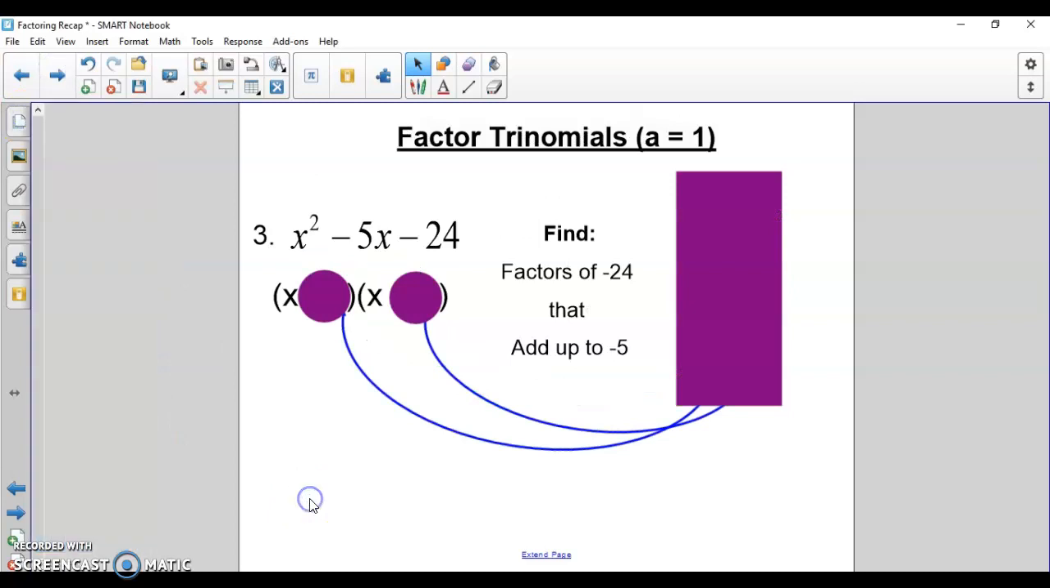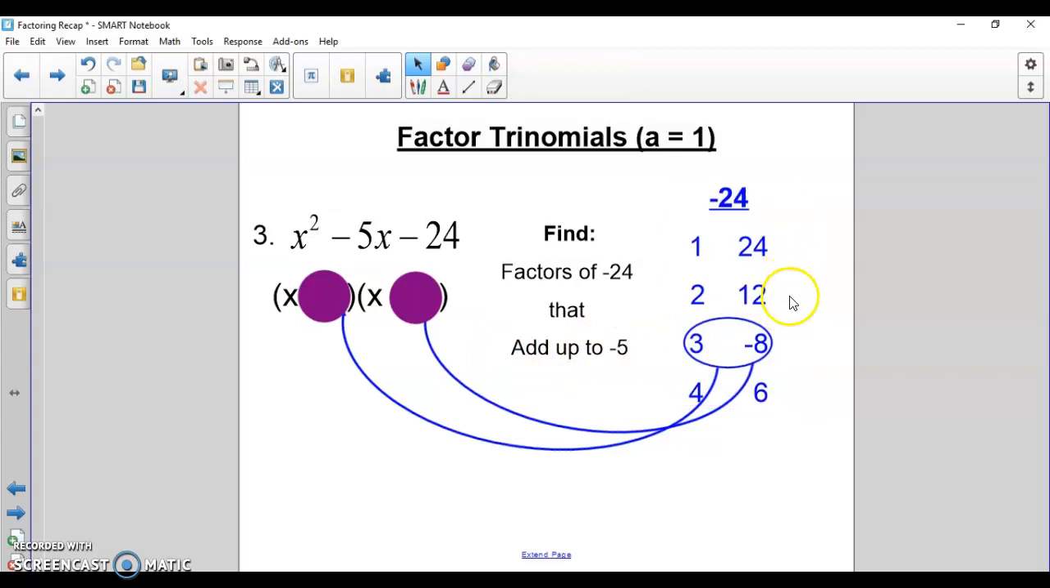Last one here, because like I said, it should be pretty basic. X squared minus 5x minus 24. Factors of negative 24 that add up to negative 5. Go through our factors. Which one's 5 away? It's 3 and 8. But 8 needs to be negative to make it a negative 5 in the middle. So it's negative 8, positive 3, and you're done. It's factored. This is your answer.